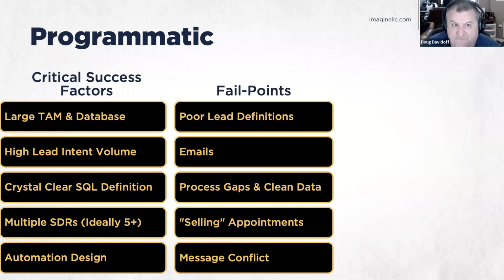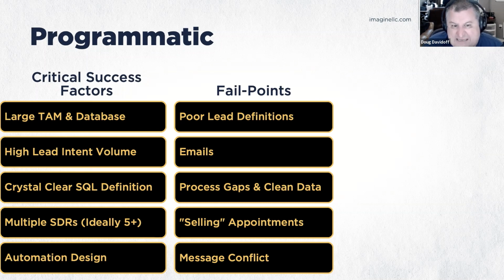Fail points: if the lead definitions are ambiguous or poor, it will lead to chaos, and it will become a very negative experience for the customer, and it will create a lot of friction. If you're sending out crappy emails or meaningless emails, it's going to hurt. If you're not using content in programmatic, you're just doing flat out cold calling. Content is still needed here. Again, not as orchestrated as Target and Cultivate, but you need to have strong, meaningful emails.